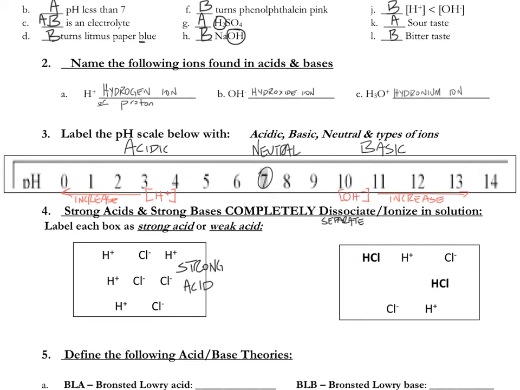Dissociated. When I look to the right, I notice I've got HCl, H, Cl, H, Cl, and HCl. So these two compounds right here have not separated yet, so they are not ionized. So this indicates a weak acid, and it's weak because they have not ionized yet.